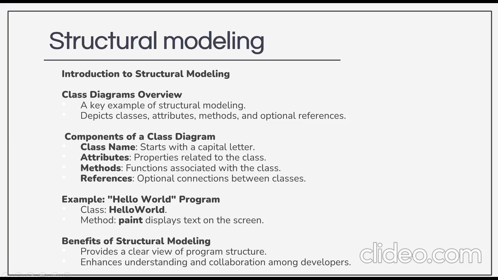For instance, consider a basic Hello World program. It might include a class named HelloWorld, which has a method called paint. This method would be responsible for displaying text on the screen. Such diagrams are particularly beneficial as they allow developers to quickly grasp the program structure, simplifying collaboration and decision making.